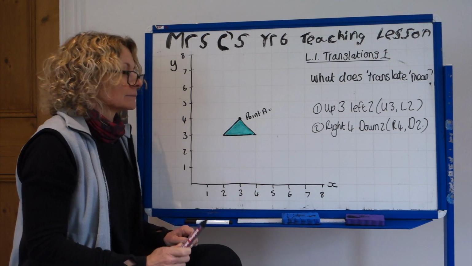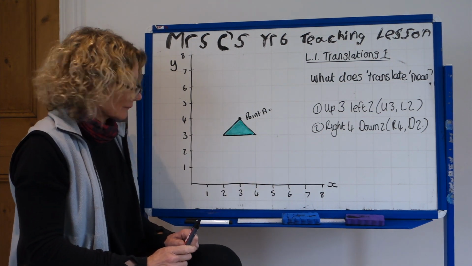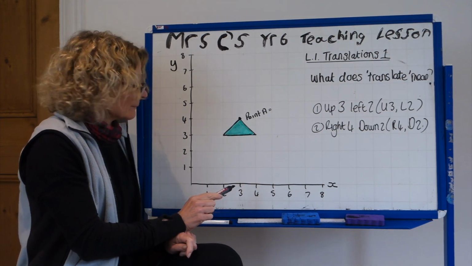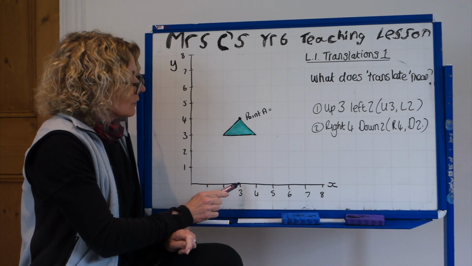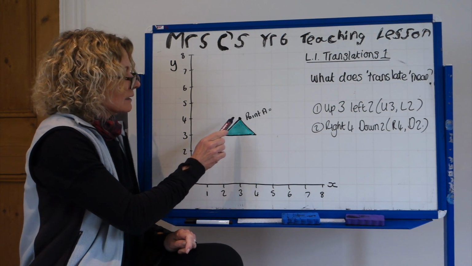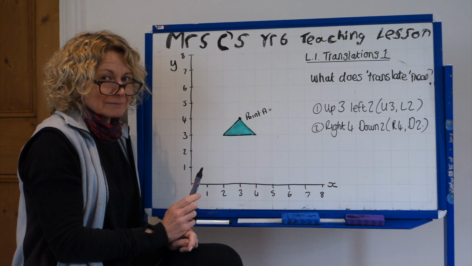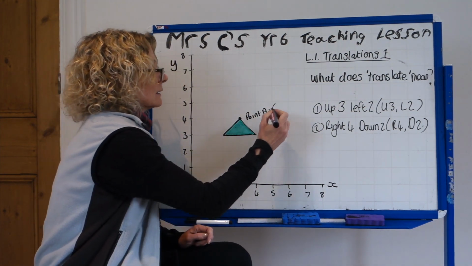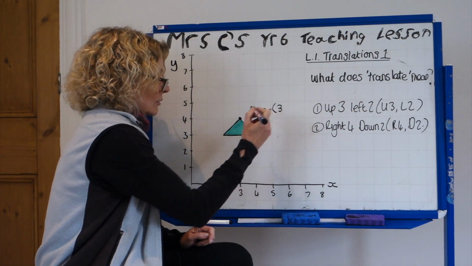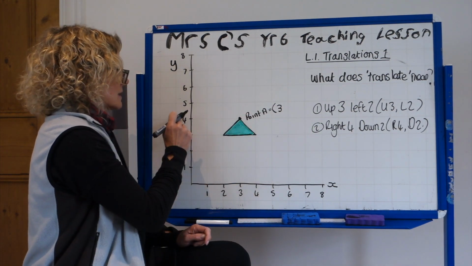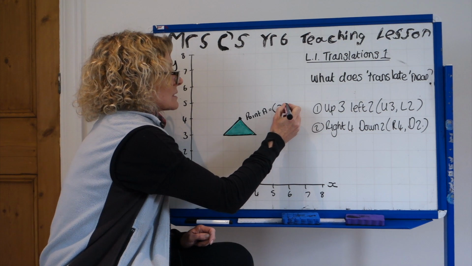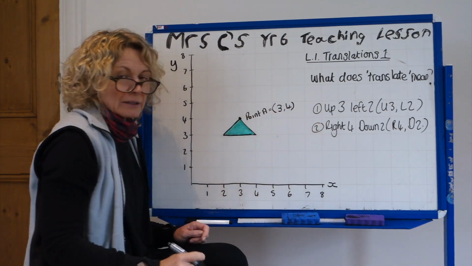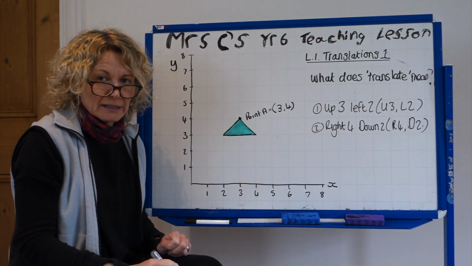So point A, through the hallway and up the stairs. Can you write them down? Through the hallway, x coordinate first, and up the stairs, y coordinate second. Hopefully you got that just like I did.